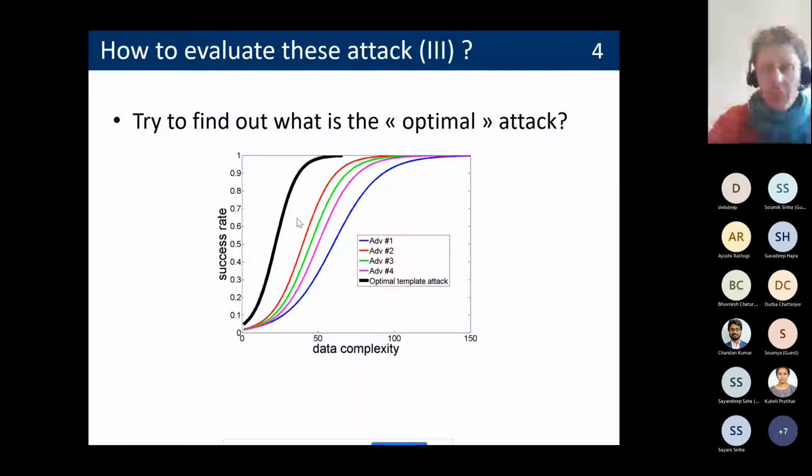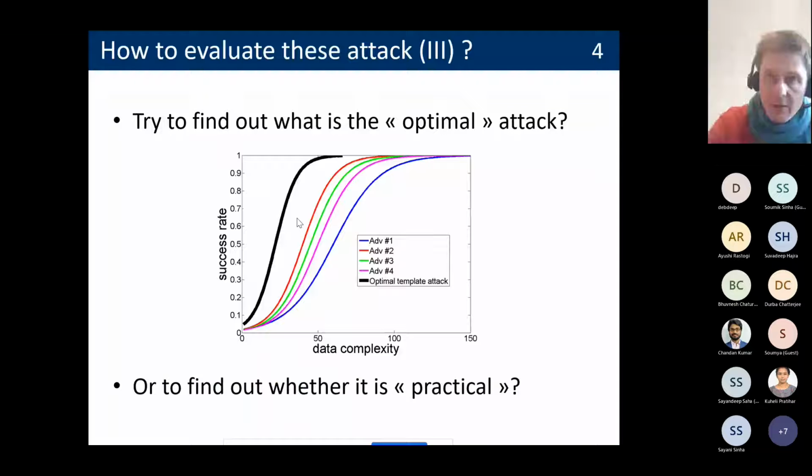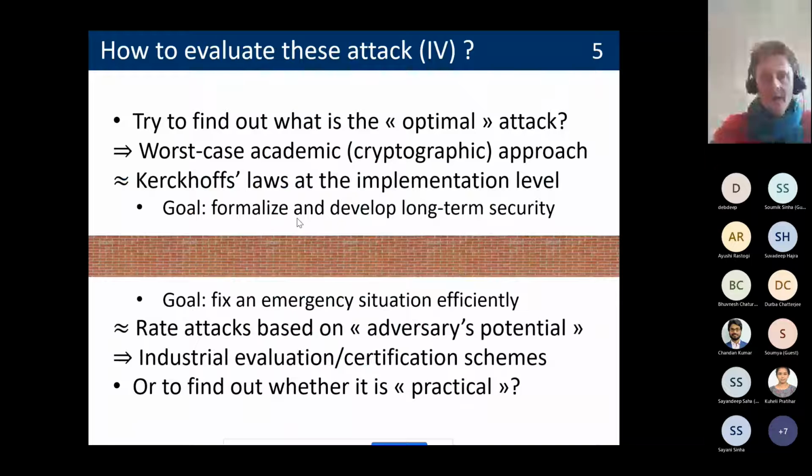So that's, I would say, what was driving us. And to be complete, it's important to say that that's not the only question that was running at that time. Another important question was to find out whether these attacks were practical. And originally, and maybe still today, that really created a situation where you had a kind of wall between the two approaches.